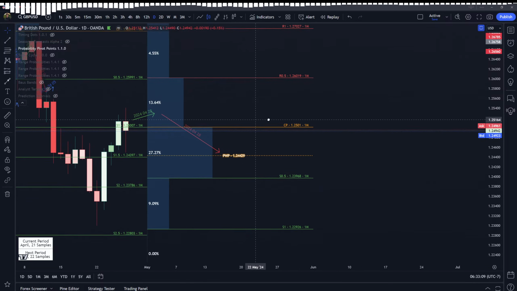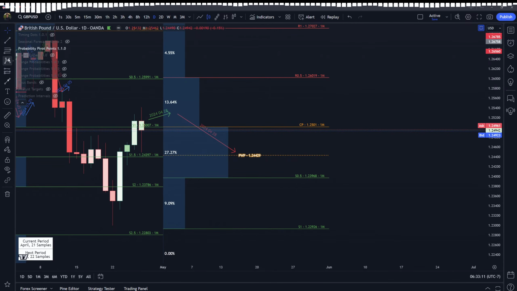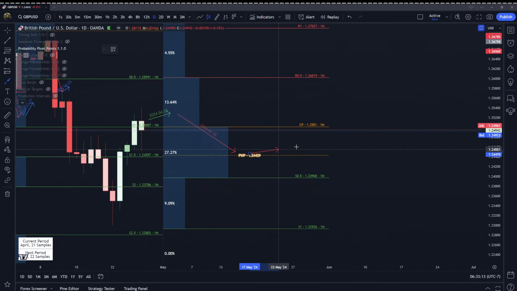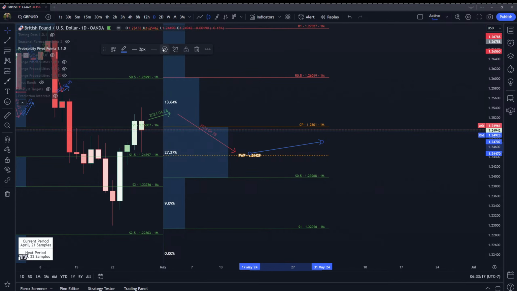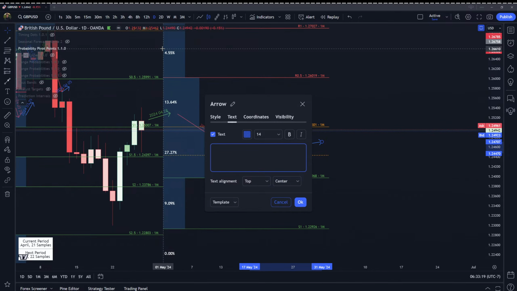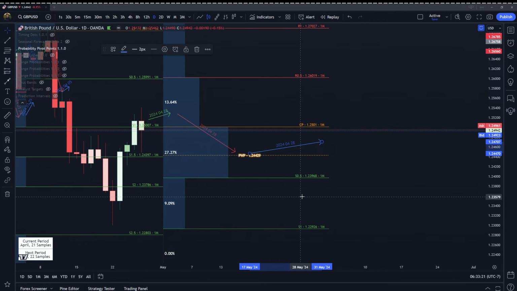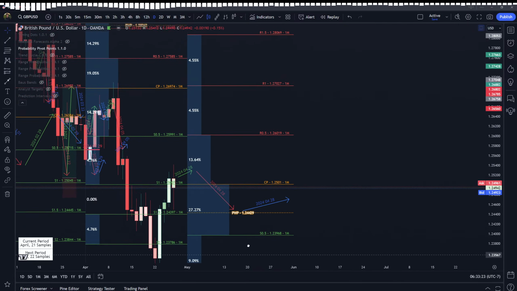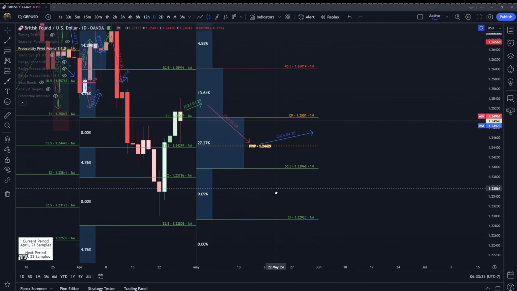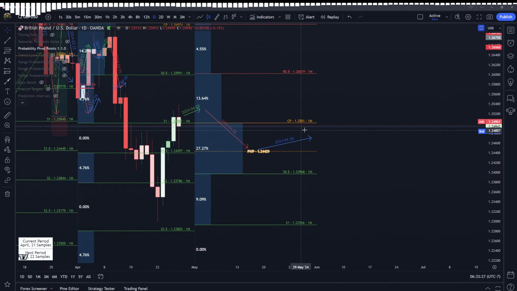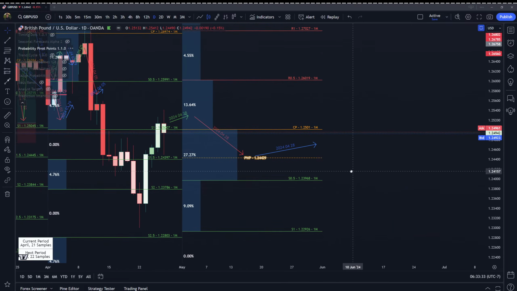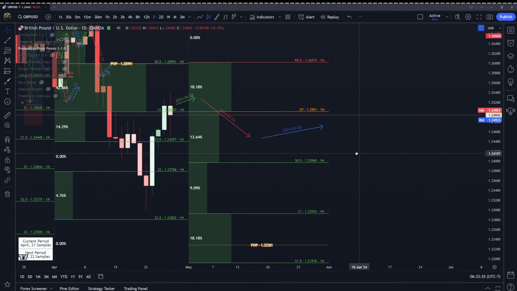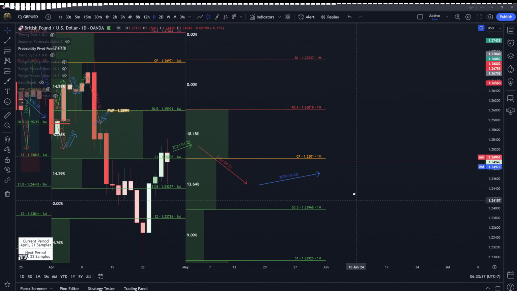Let's look at our probability pivots. Yeah, most of our closes are roughly around here. So it would be something along these lines. And I'm not too sure if we're going to get that low of a volatility move. So let's go ahead and look at our lows here. And yeah, this looks a lot more hopeful.